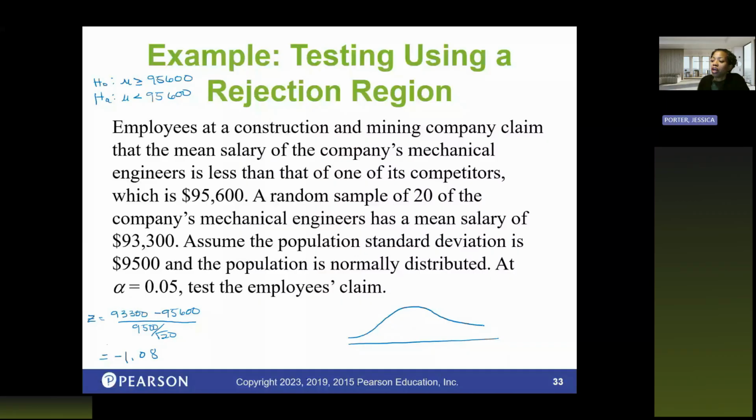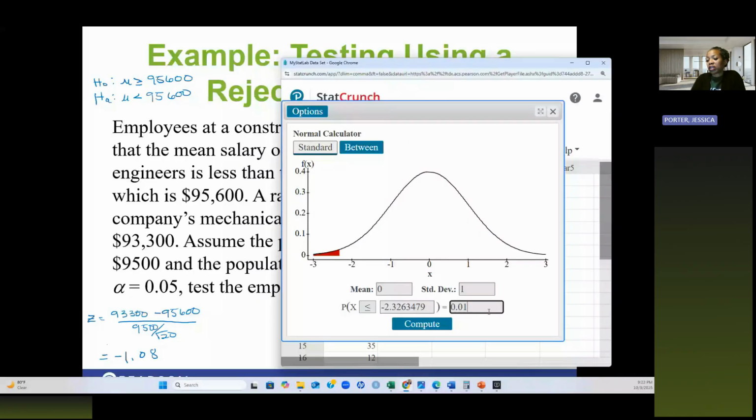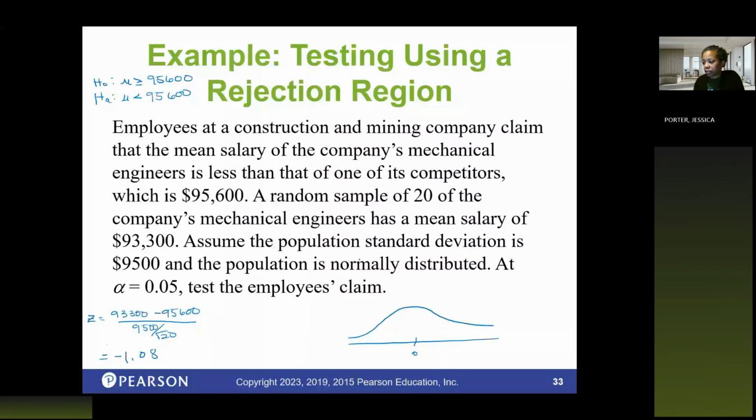Now, okay, so here's our mean, 0. We got negative 1.08. We need to figure out what this alpha of 0.05, it's a less than. So what is the critical value for 0.05? Well, let's go here. And this time I'm looking for the critical value of 0.05. It's a less than test. It's negative 1.645. So that's my cutoff. Negative 1.645. That is my Z critical value.